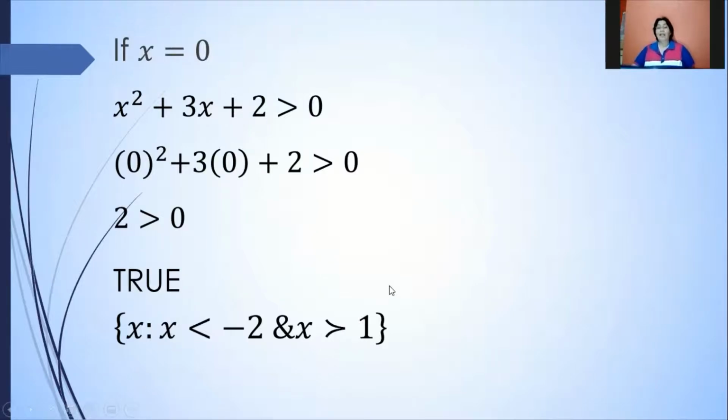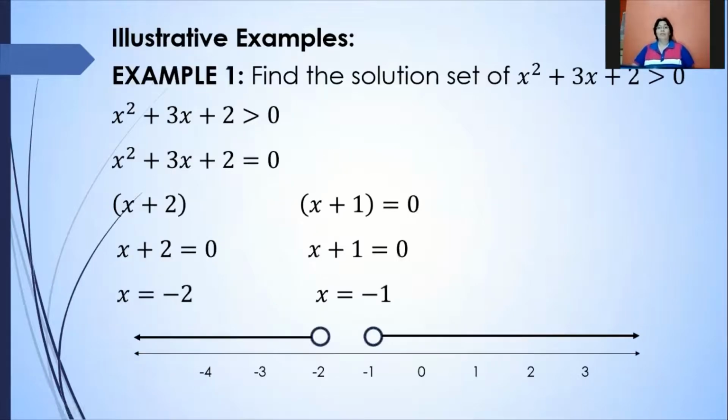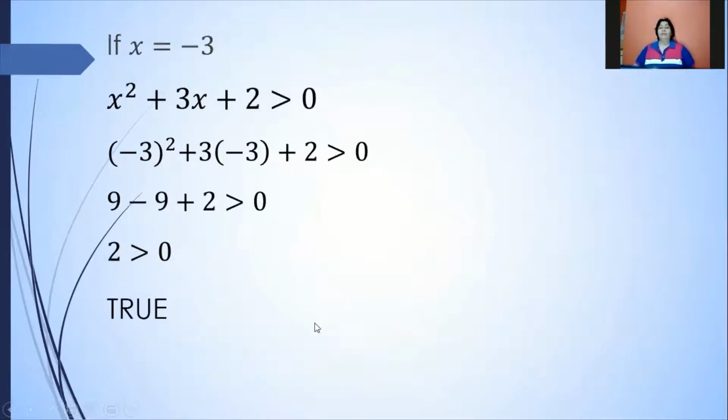Let us again take a look with the graph. Now this is a graph. This is the value of x now. X here is less than negative 2, while the x here on the right side of the number line is greater than negative 1. This one is x is less than negative 2. Is that clear?